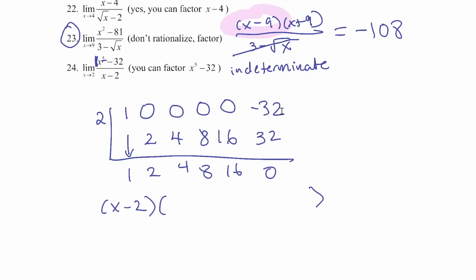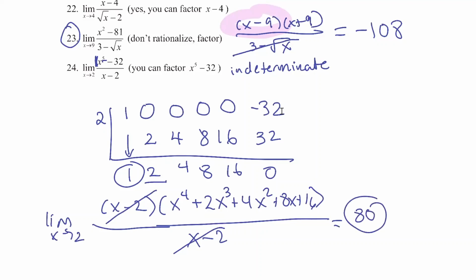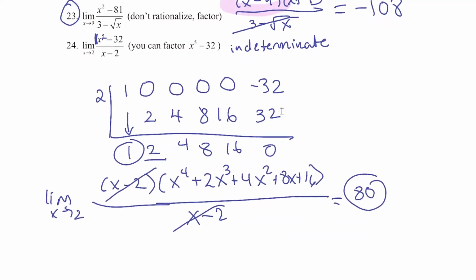Since we divided an x into x to the 5th, this is now x to the 4th. So x to the 4th plus, the next coefficient being 2, 2x cubed, plus 4x squared, plus 8x, and then plus 16. And that's all over x minus 2. And voila, your x minus 2 cancels out. And now you can do direct substitution into the polynomial above, and then you will get 80 as an answer.